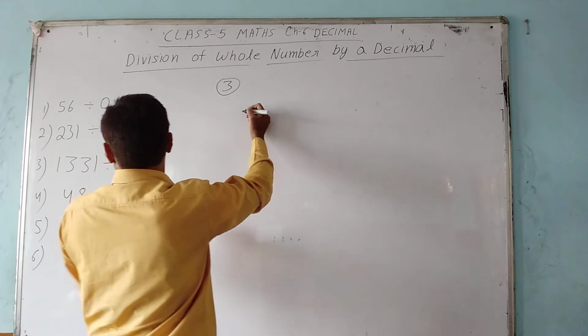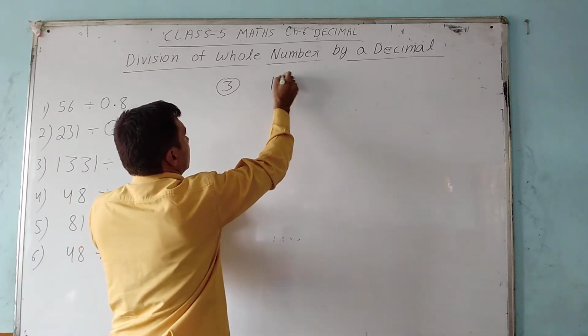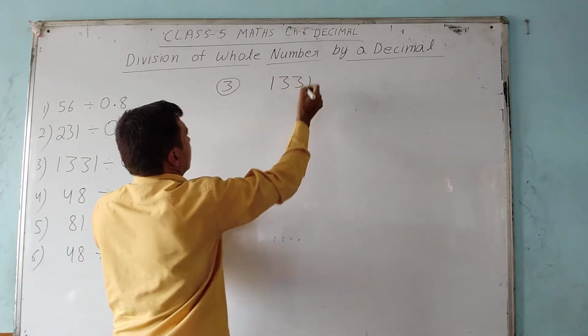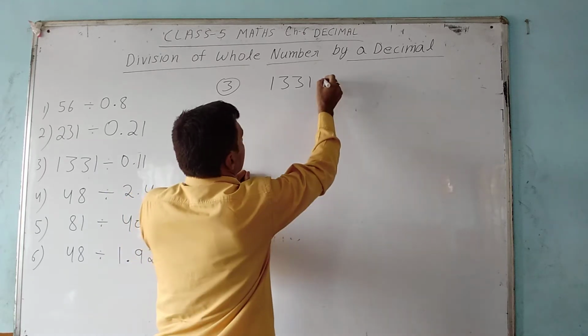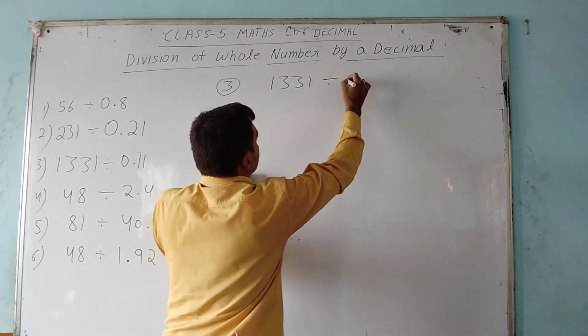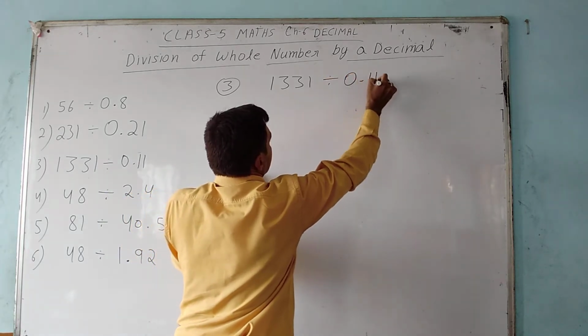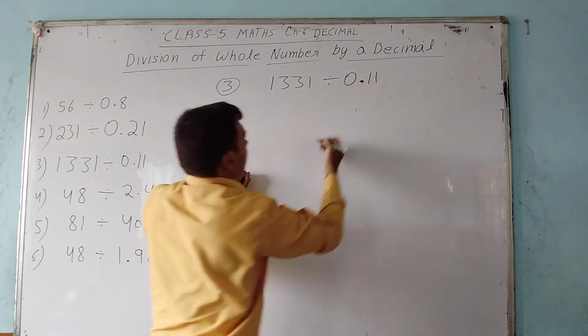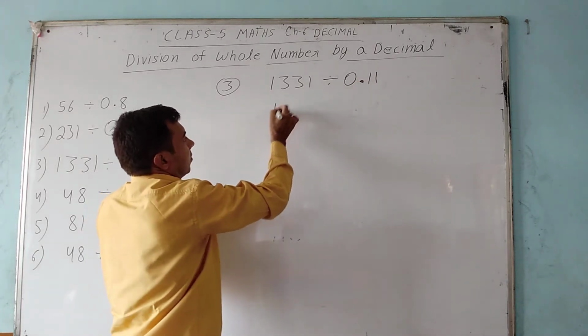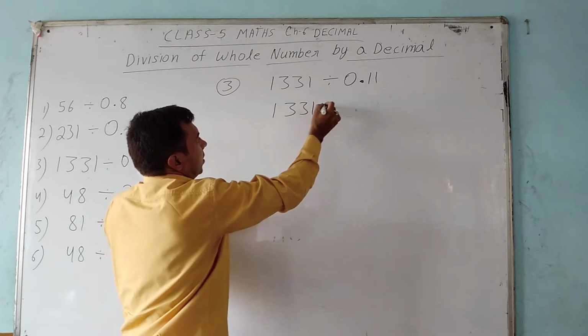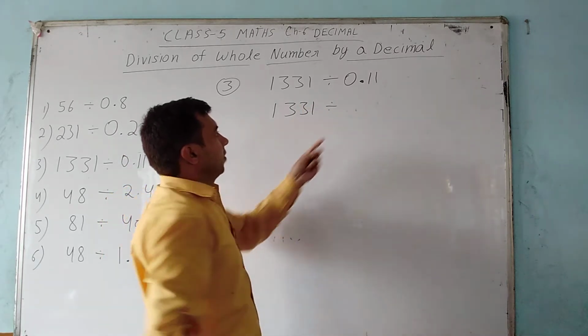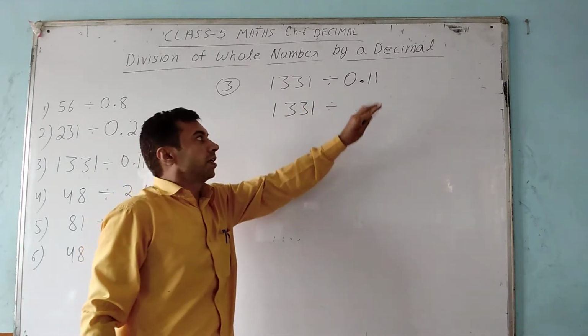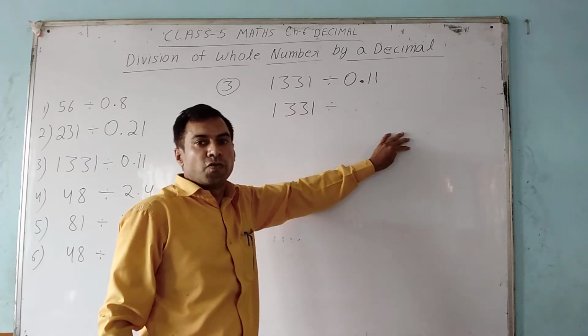Question third. 1331 divided by 0.11. 1331. Student, what we do? Same process. We convert the decimal number into fraction.